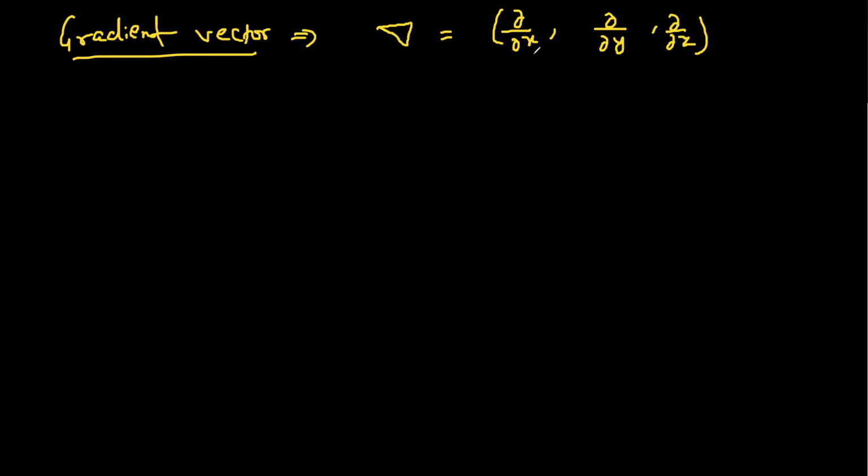Which means we are trying to find the tangent or the slope for different lines in different directions. Suppose there is a function. This is a scalar function because there is no i, j, k.